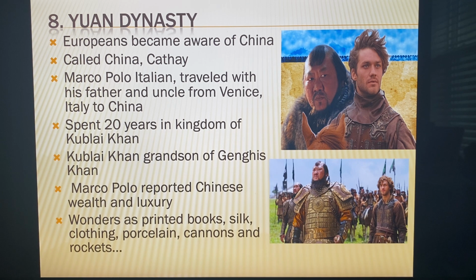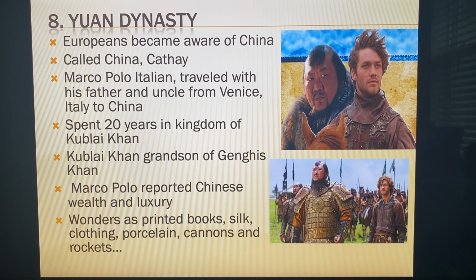During the Yuan dynasty, Europeans became aware of China at that time. They called China Cathay, so they said, we go to Cathay. The reason they did this was because of Marco Polo. Marco Polo was an Italian who traveled with his father and uncle from Venice, Italy to China. He spent 20 years in the kingdom of Kublai Khan, who was the grandson of Genghis Khan.